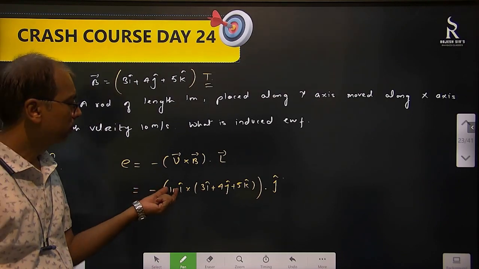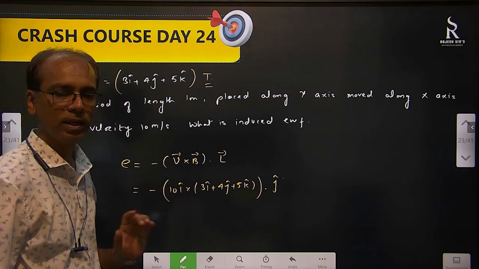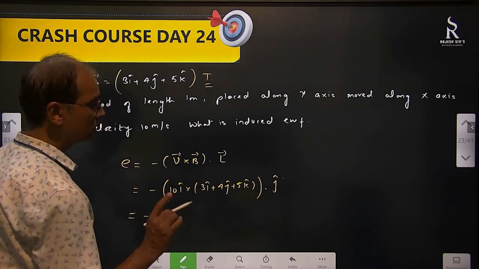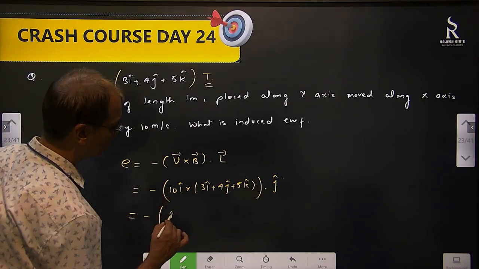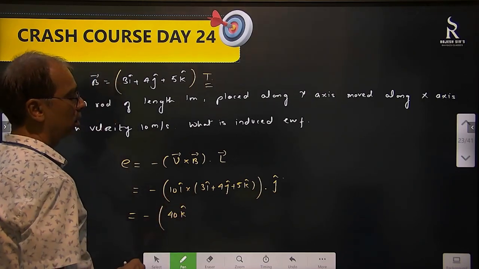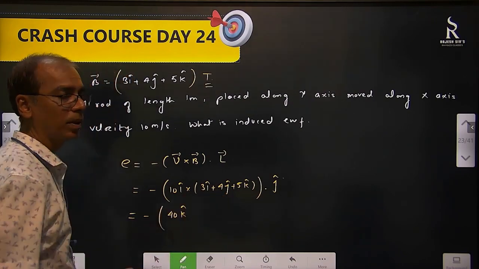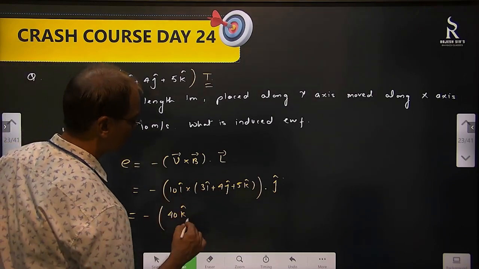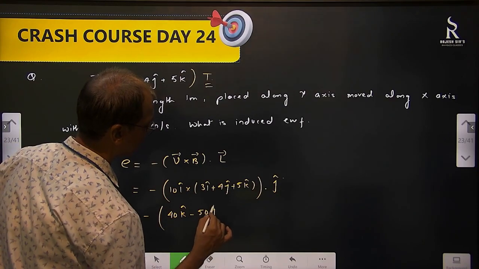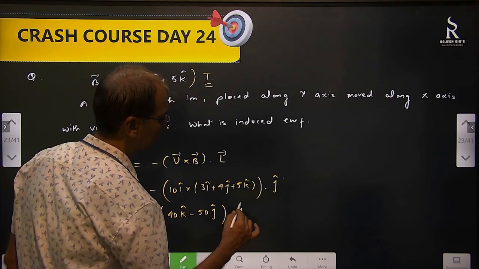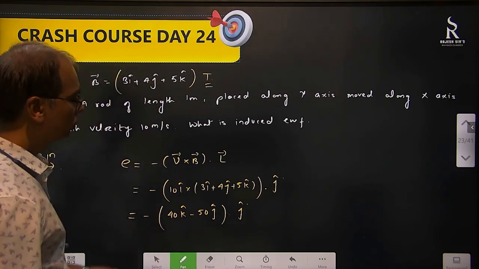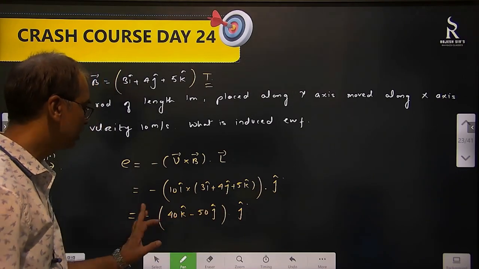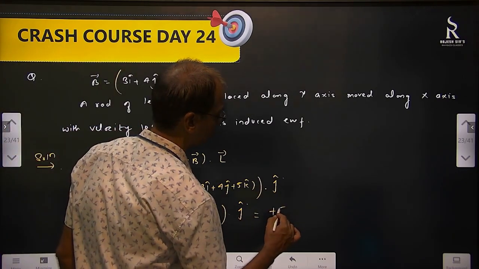Here when I multiply the cross product, I with I is gone, 0. So what we are getting, this minus is here. I cross J is K, so 10 into 4, 40 K cap. Then I cross K is minus J. So 10 into 5, so minus 50 J cap. Dot J cap. Here is the dot, so K dot J is 0, J dot J is 1. So minus 50, minus and minus is plus. So plus 50 volt is your answer.